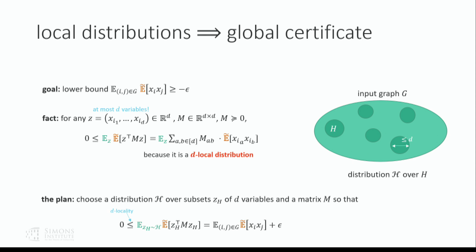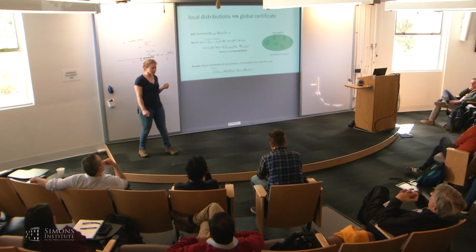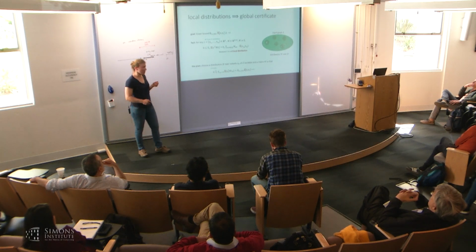If you had wanted, you could have chosen M to depend on the subset, is that right? If we had wanted, we could have, but we didn't do it. Yeah, it's going to be a fixed matrix.